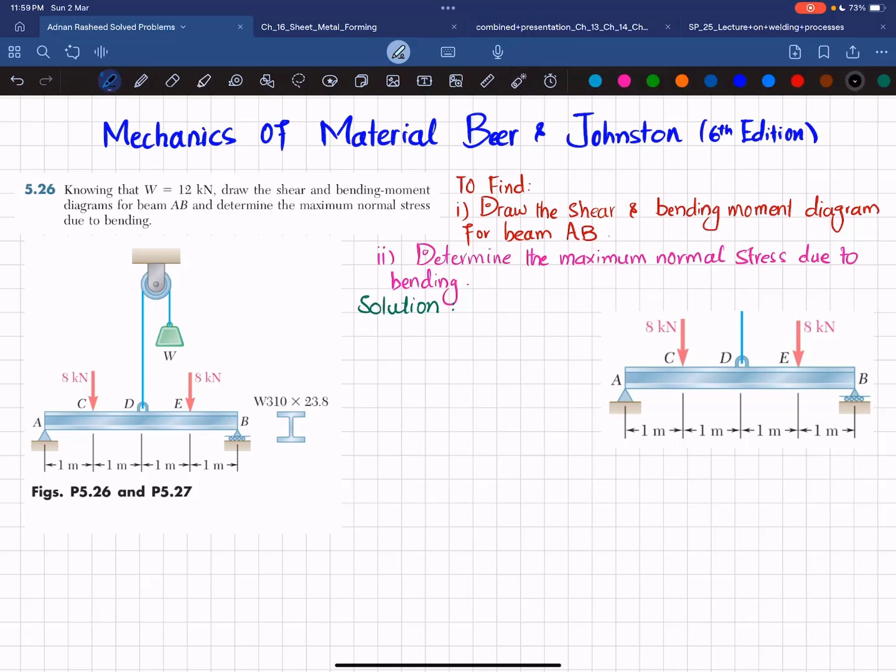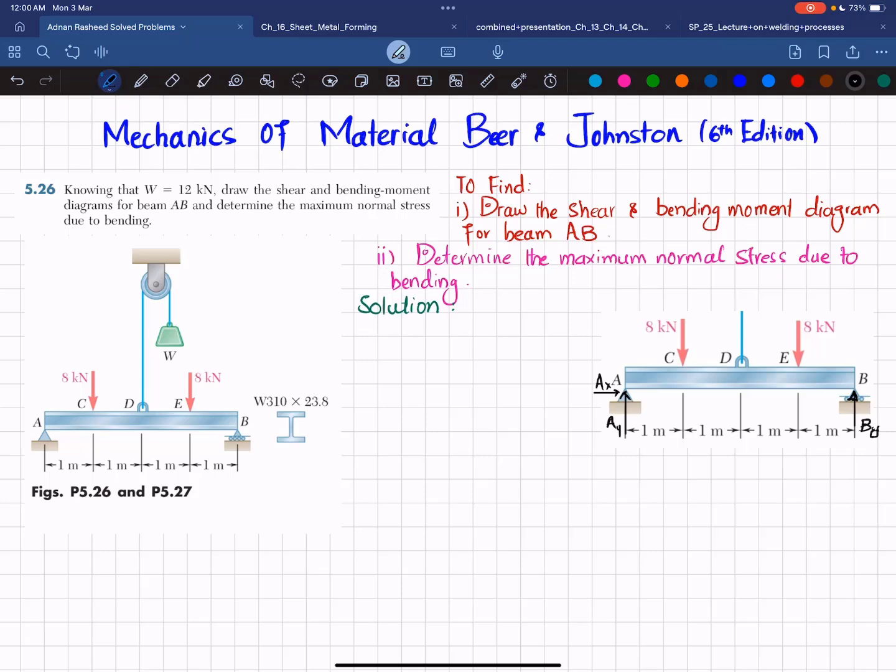So first step is that if you remove this pin support at point A, you will have a vertical reaction force which is AY, as well as a horizontal reaction force which is AX. And similarly, if you remove this roller support at point B, you will replace it with a vertical reaction force which will be BY. So we'll find this AX, AY and BY by using equation of equilibrium.